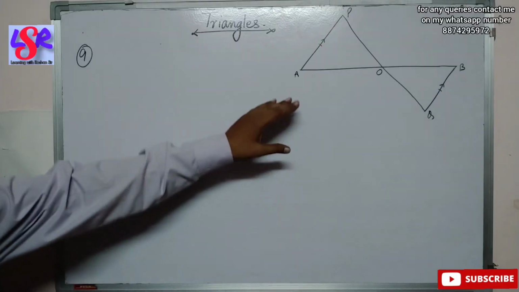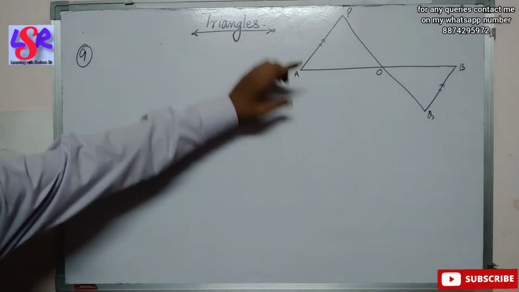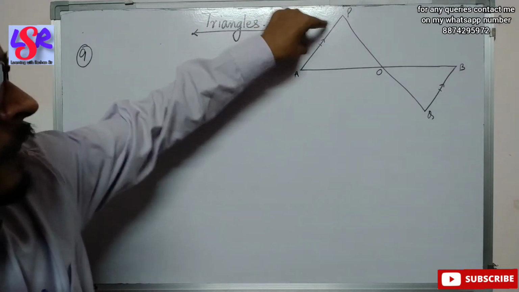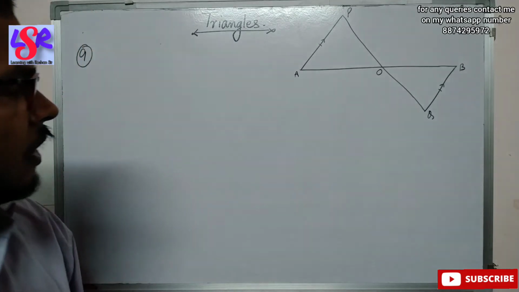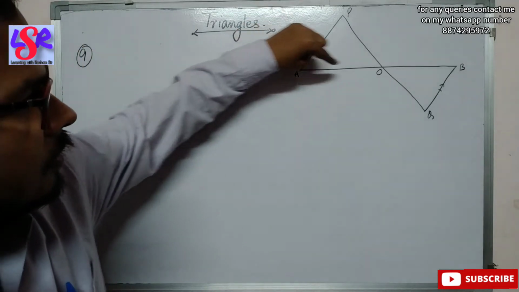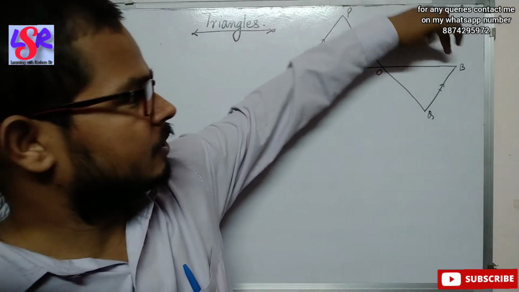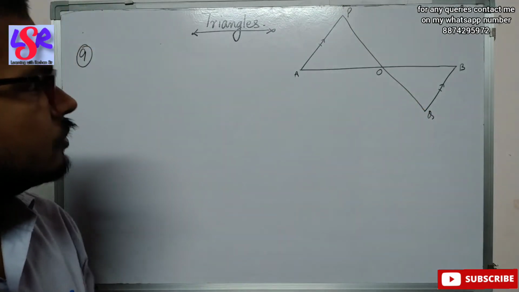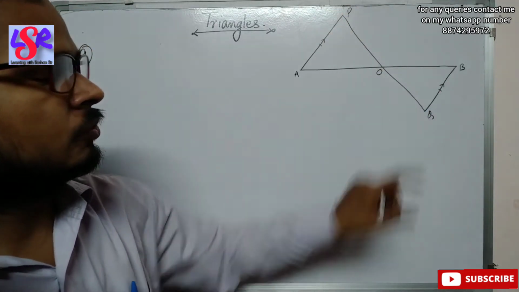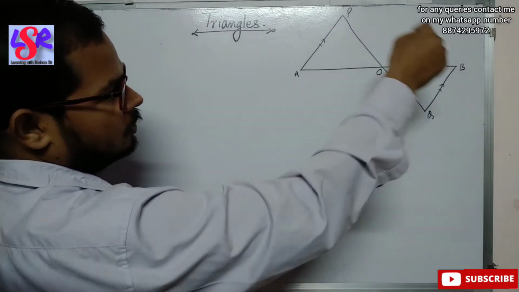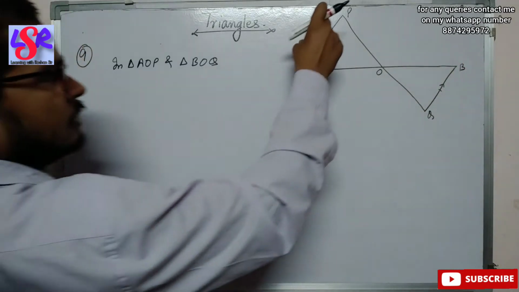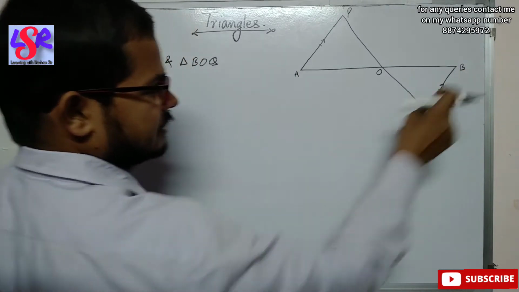Here in this question, we have been given this figure. In this figure, AP is parallel to QB as well as equal to it. Now we have to prove that triangle AOP is congruent to triangle BOQ, and also that AB and PQ bisect each other. Now very first of all, let's prove the triangle AOP congruent to triangle BOQ. Here AP will be equal to BQ as given to us.